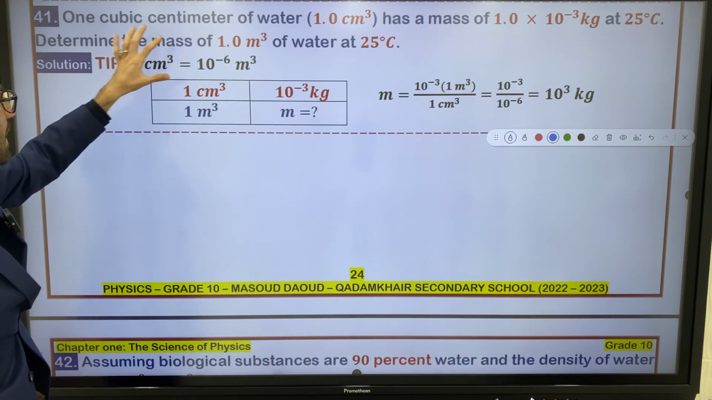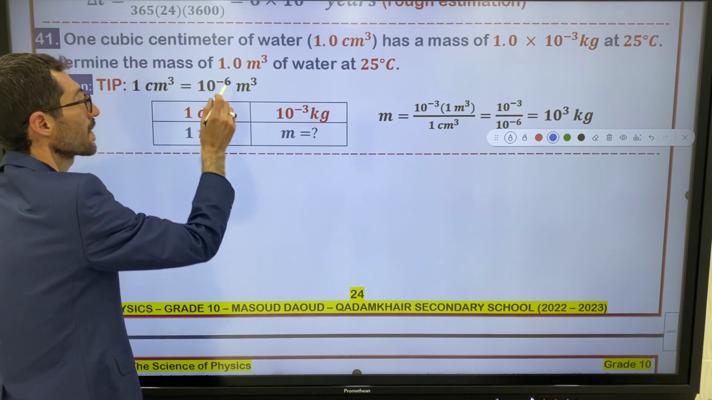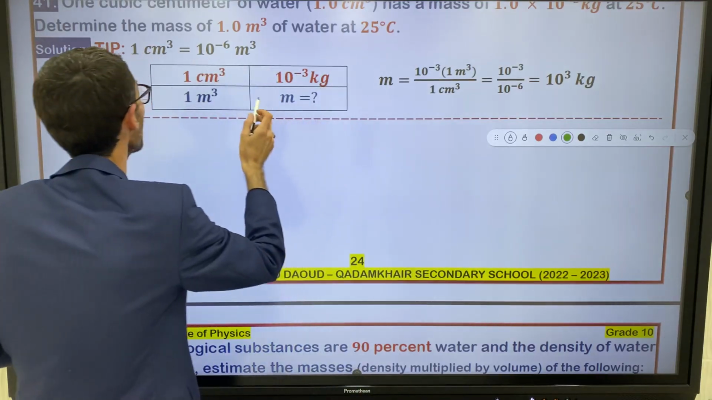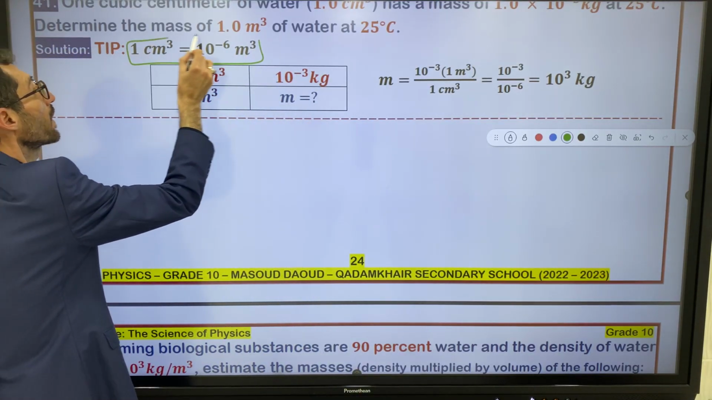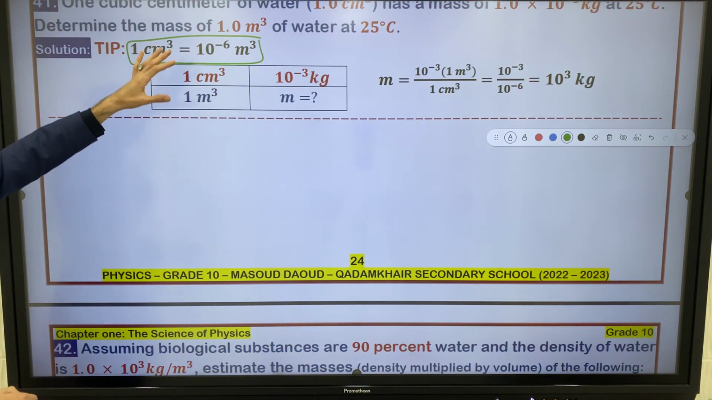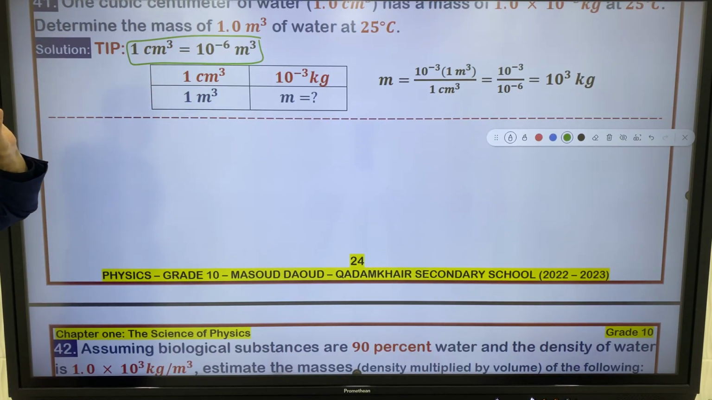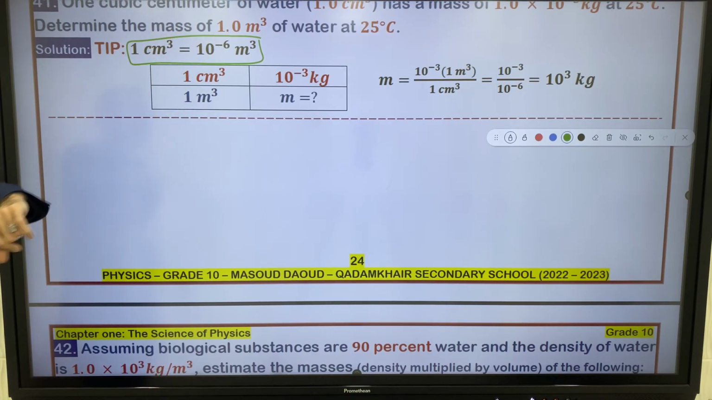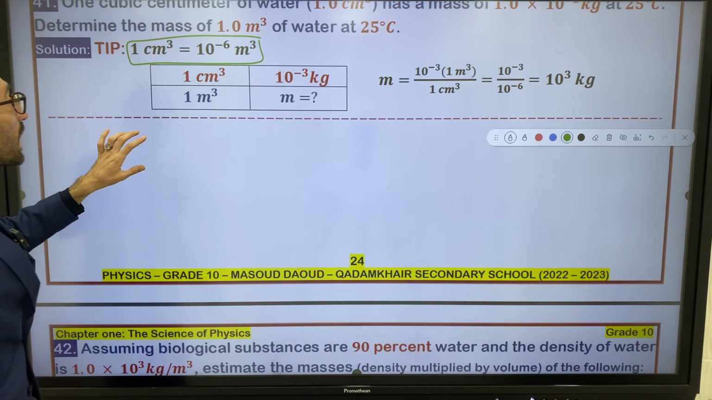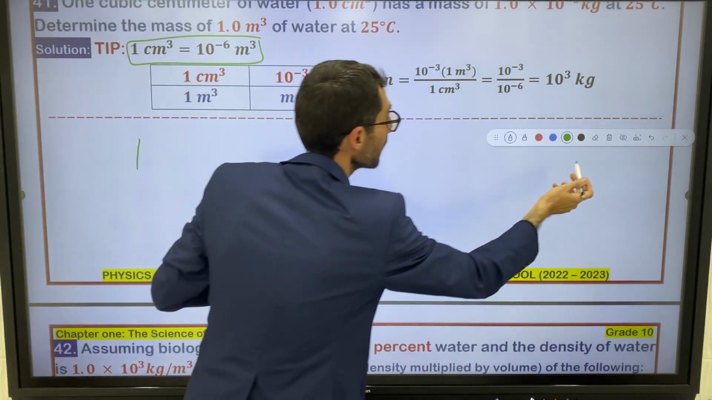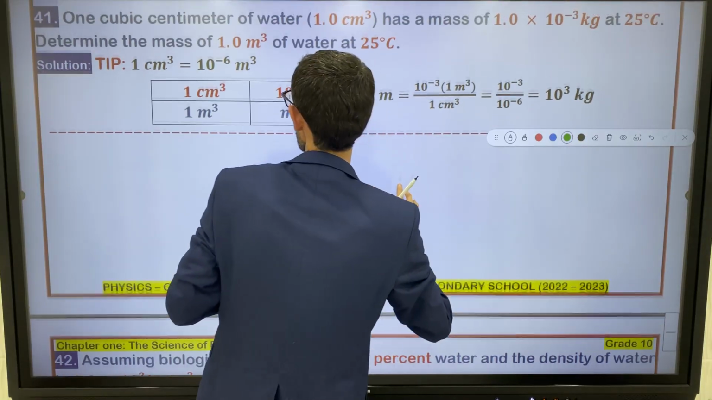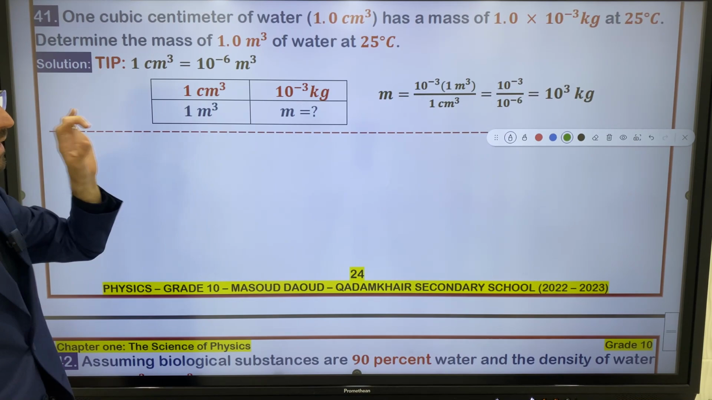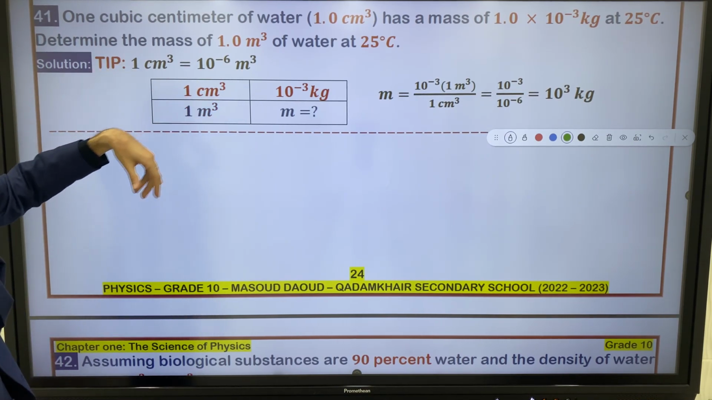I want you to memorize this conversion. 1 cubic centimeter is equal to 10 to the power negative 6 cubic meter. Memorize this conversion. Let me bring the question down to see the entire question.